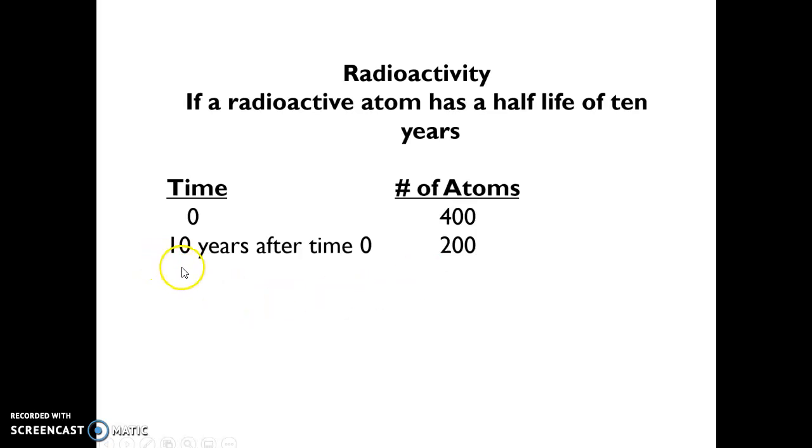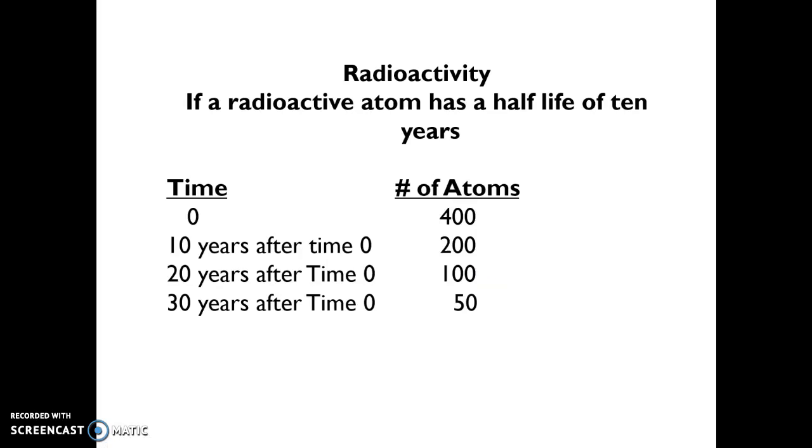Think about what happens 10 years after that, or 20 years from time 0. Does that bring us down to 0? No, it does not. So after another 10 years elapse, of the 200 starting atoms that we have, only half of those have decayed. And so forth. So after 30 years, we still have 50.